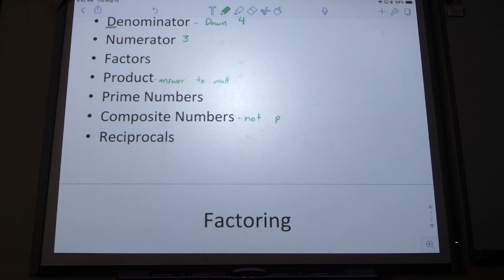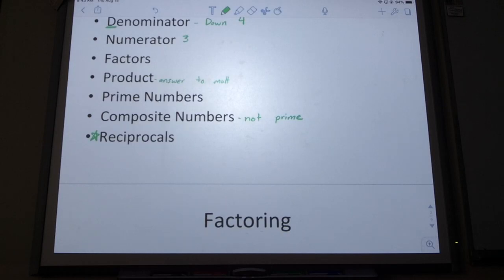Not prime. Okay, this last one, let's go ahead and put a star next to it. There is a question on your test, on your final exam at the end of the year, on your quiz next class. It says, tell me the reciprocal of a number. So like, tell me the reciprocal of 1/3. Tell me the reciprocal of 5. They'll ask that stuff, okay?